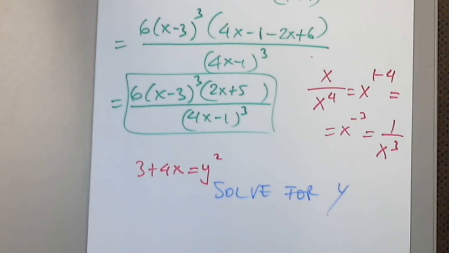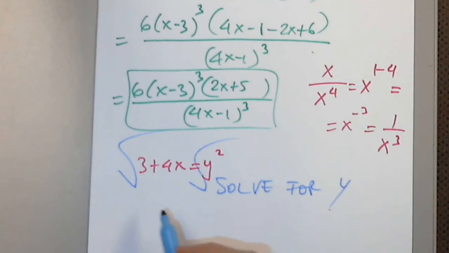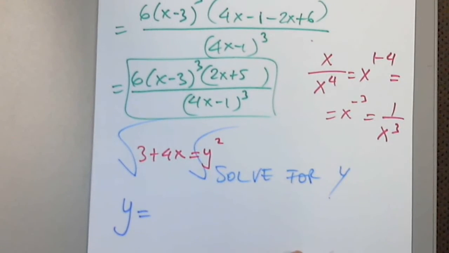Very good. So let's solve the equation for y. What do we have to do? Good. If I want to solve for y, I have to apply square root to both sides. So then y equals? The square root of 3 plus x, 4x. Something crucial is missing. Plus or minus.